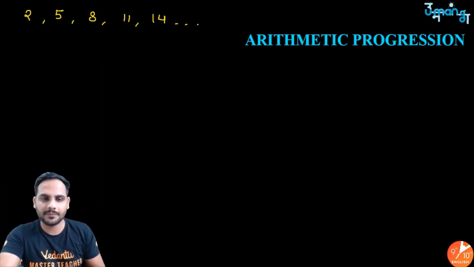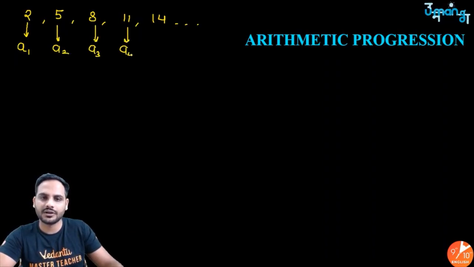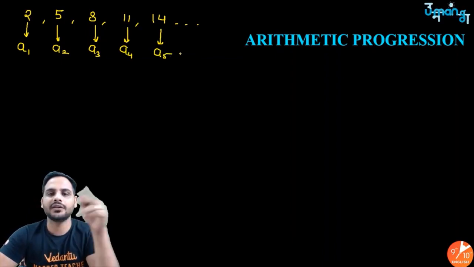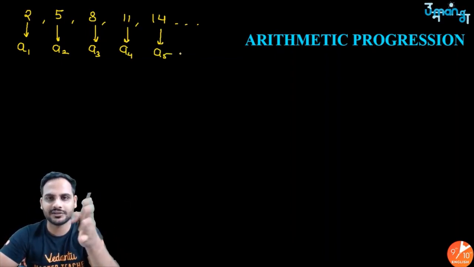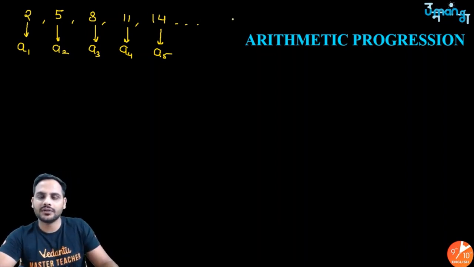Now in this AP, this is your first term represented by A. You can also write it as A1. This is your second term, A2. This is your third term, A3. This is your fourth term, A4. This is your fifth term, A5. Now it is very easy if I ask you what is the sixth term or the seventh term. What if I ask you what is the 100th term?